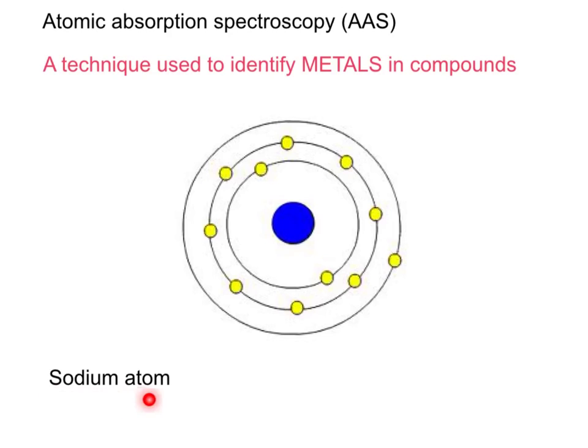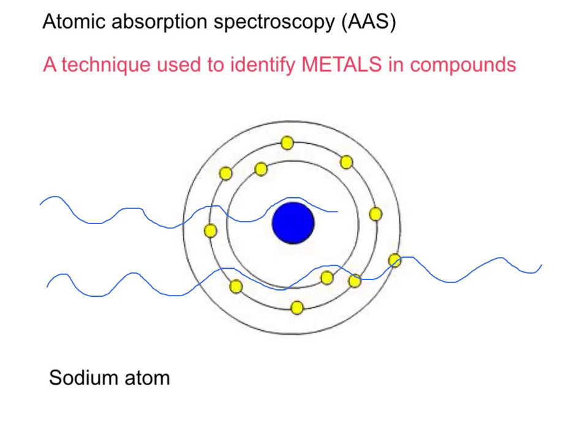So for this sodium atom, which we have here, 11 electrons in their orbits, sodium being in group 1, the technique relies on light of a certain wavelength being shone through the sample contained in the metal atom. The idea being that some of the light is going to be absorbed by an electron as it jumps up to a higher energy state.